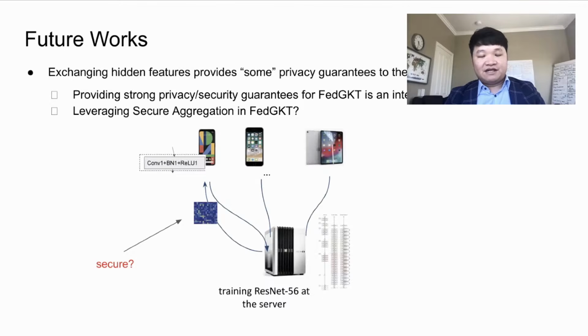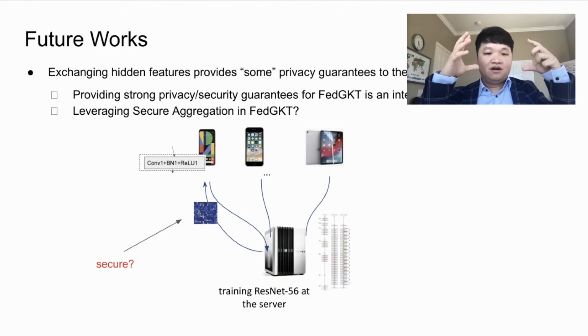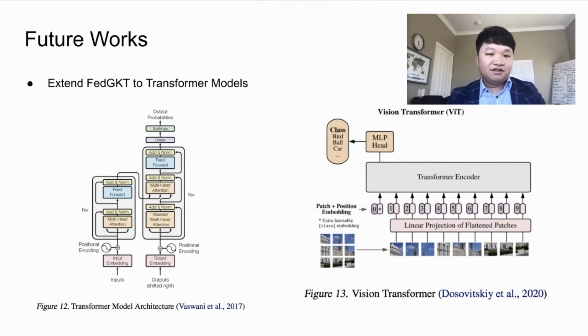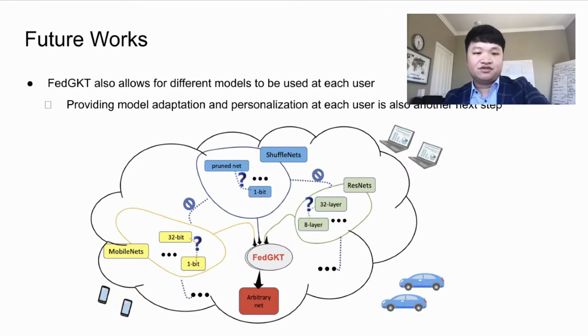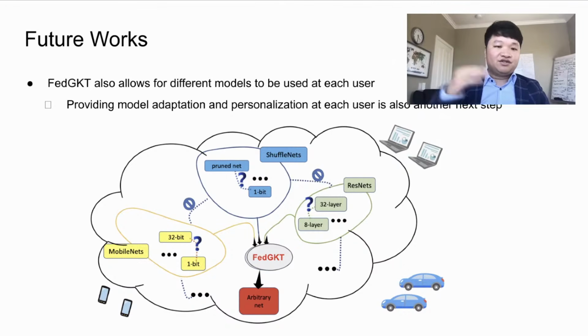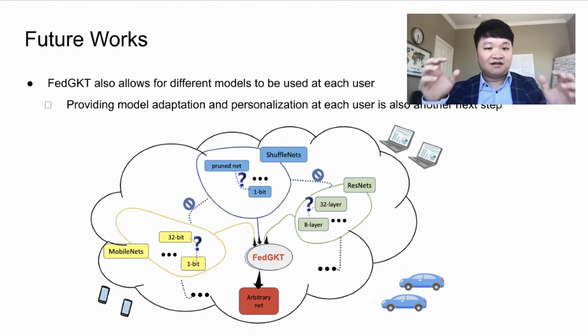So there are some interesting directions for FedGKT, such as how to make the hidden vector more privacy preserving and more secure against malicious users. And we can also extend FedGKT to transformer models, which is a very hot topic. We may need to try later to see whether it helps transformer models. And another interesting direction would be, since we are doing knowledge transfer, we don't need to ask all clients to be the same architecture. So the architecture can be heterogeneous.